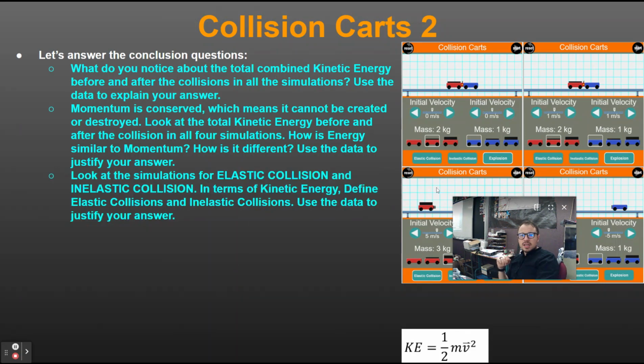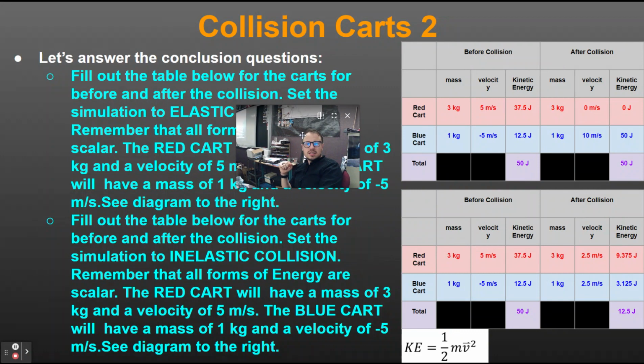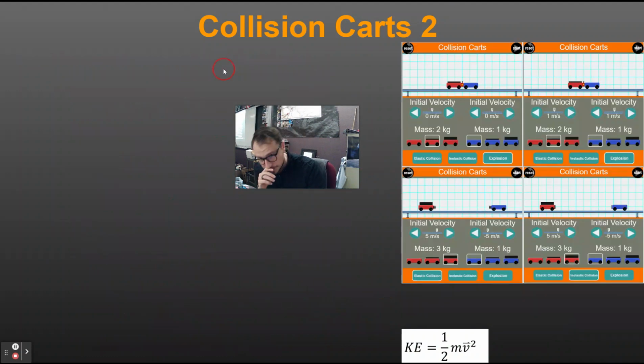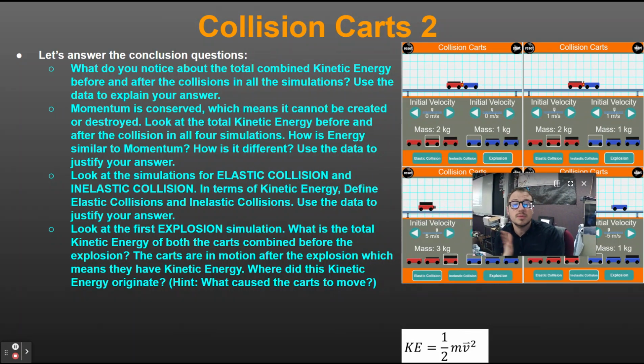Look at the simulations for elastic and inelastic collisions. In terms of kinetic energy, define elastic collisions and inelastic. So let's go back to that last one. Here, my elastic collision and inelastic. In an elastic collision, the total kinetic energy is conserved, before and after the collision. In an inelastic collision, it's not. It's less than that. Now, look at the first explosion simulation. What is the total kinetic energy of both carts combined before the explosion?